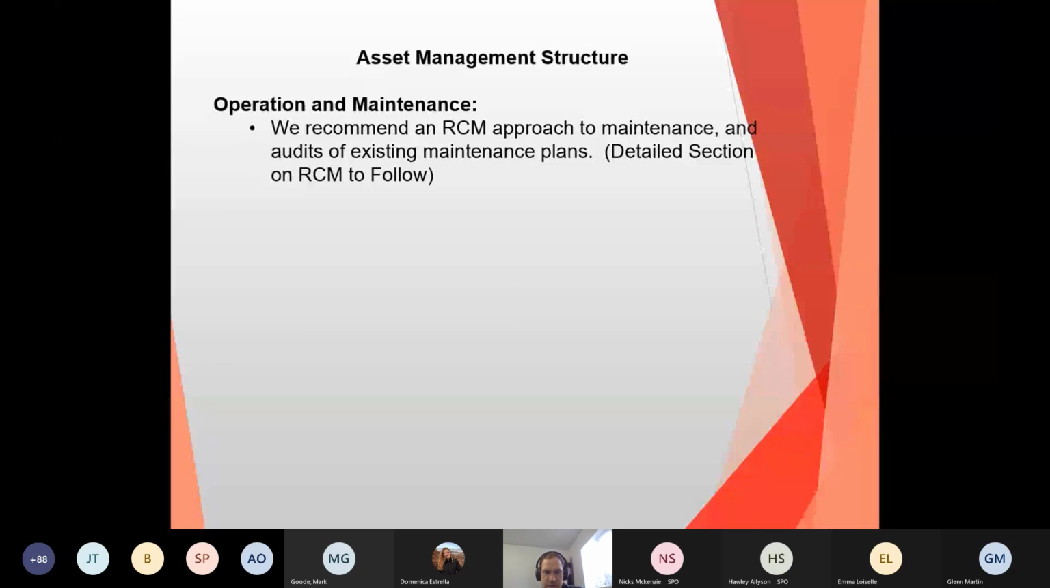Once we get into the operation and maintenance phase, we recommend an RCM-based approach, which is reliability-centered maintenance, and basically audits of those existing maintenance plans, and ensuring that you're following somewhat of a standardized approach to maintenance, so that we don't have plants that are missing particular PMs and things that really should be done.